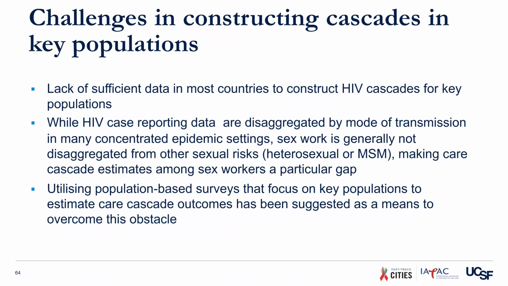Some of the challenges that you may come across as you develop cascades for key populations include a lack of sufficient data in most countries to construct HIV cascades for key populations, as they may not have readily available data on size estimates or estimates of the percentage of the population group that are indicated for the intervention. While HIV case reporting data are disaggregated by mode of transmission, in many concentrated epidemic settings, sex work is generally not disaggregated from other sexual risks, making care cascade estimates among sex workers a particular gap. Utilizing population-based surveys that focus on key populations to estimate care cascade outcomes has been suggested as a means to overcome this obstacle.